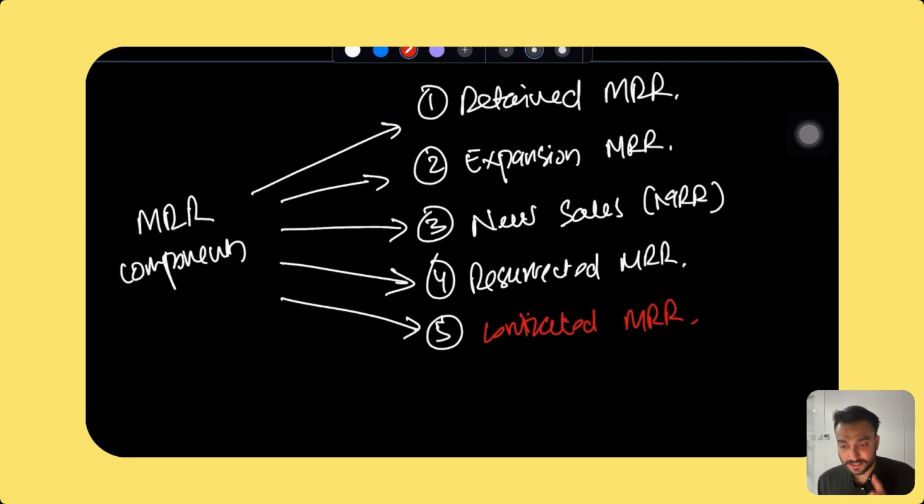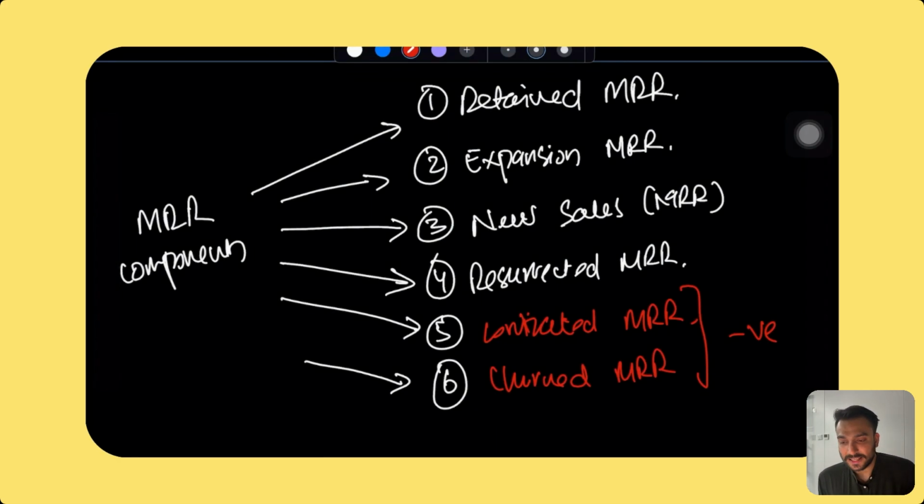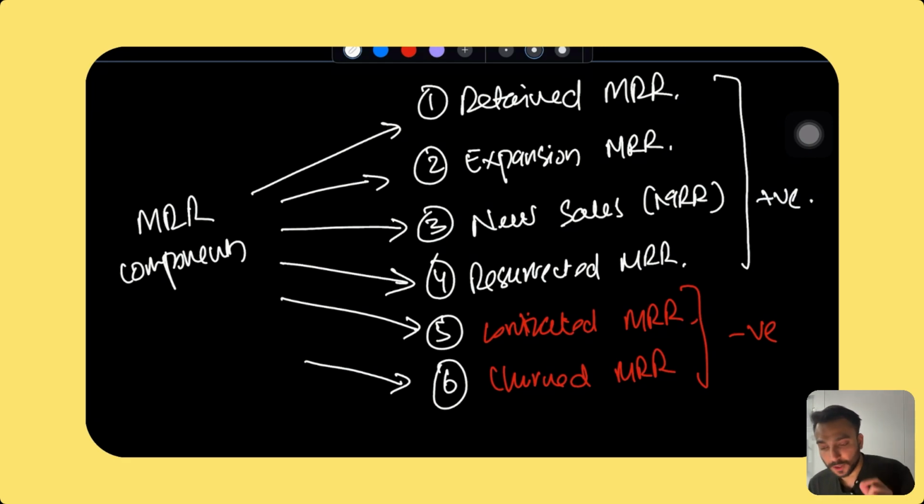Then on the negative side, there's contracted MRR. For example, if I was on a $100 package, but now I'm on a $50 package, that's contracted MRR, which is negative. And finally, I have churned MRR, which basically is I'm no longer a customer. So churned and contracted are both negative, and the above four are all positive components of monthly recurring revenue.